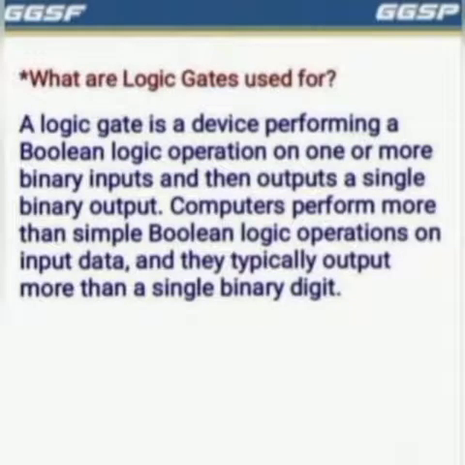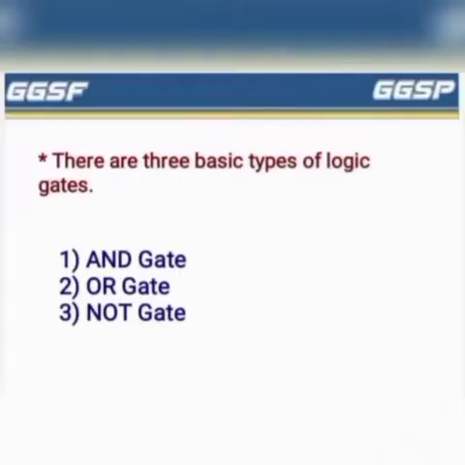Here we see what are logic gates used for. A logic gate is a device performing a Boolean logic operation on one or more binary inputs and then outputs a single binary output. Computers perform more than simple Boolean logic operations on input data, then typically output is more than a single binary digit. Here we see there are three basic types of logic gates: AND gate, OR gate, NOT gate.